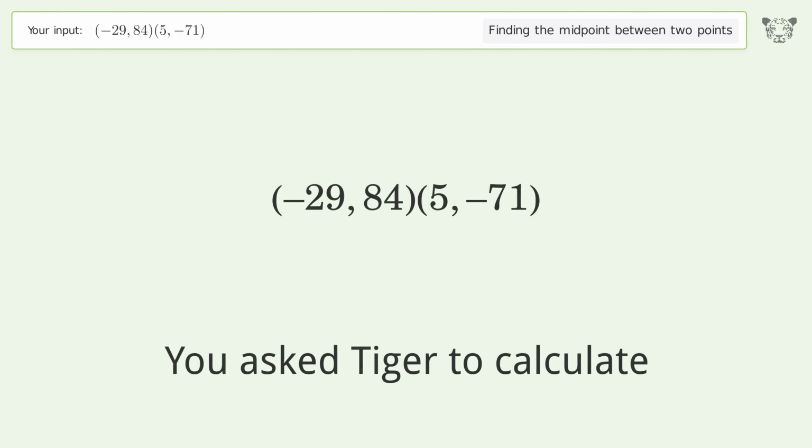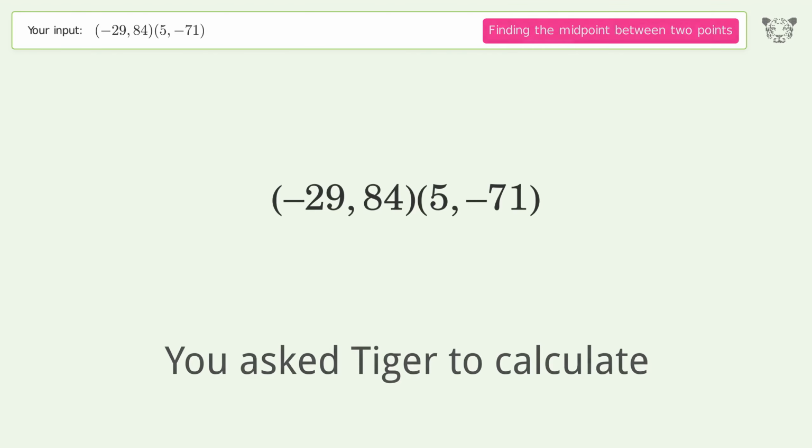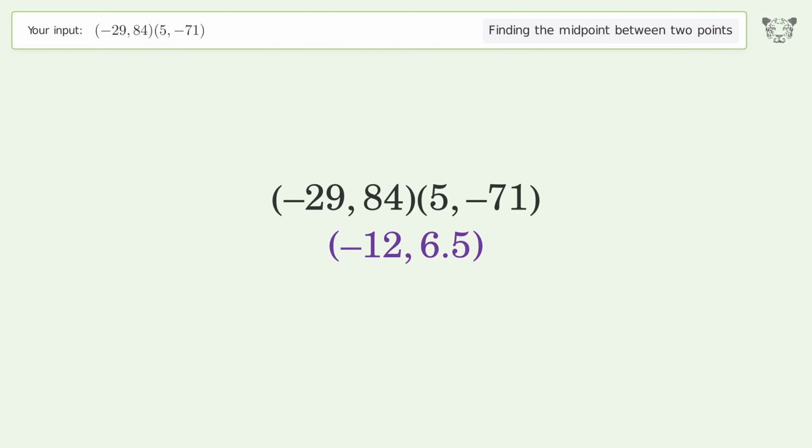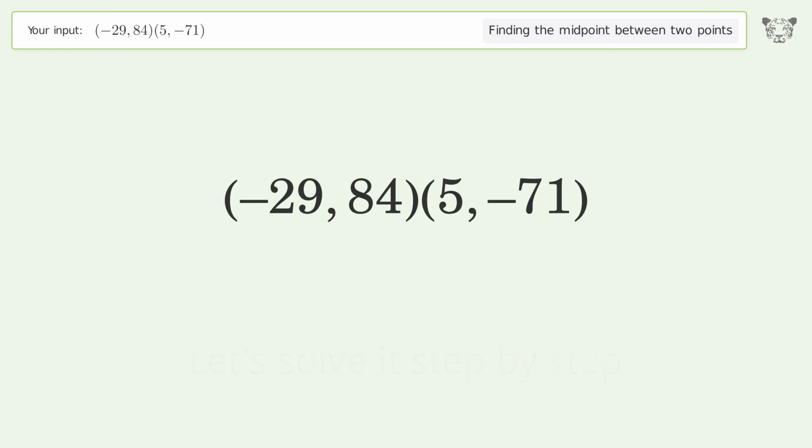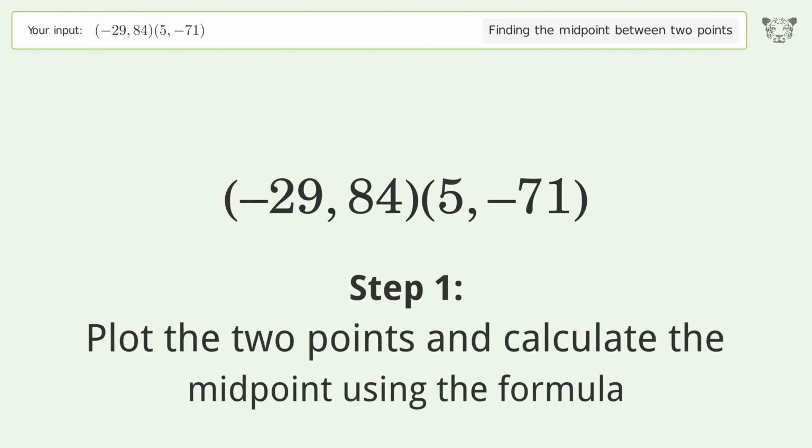You ask Tiger to calculate. This deals with finding the midpoint between 2 points. The midpoint between the 2 points is -12, 6.5. Let's solve it step by step. Plot the 2 points and calculate the midpoint using the formula.